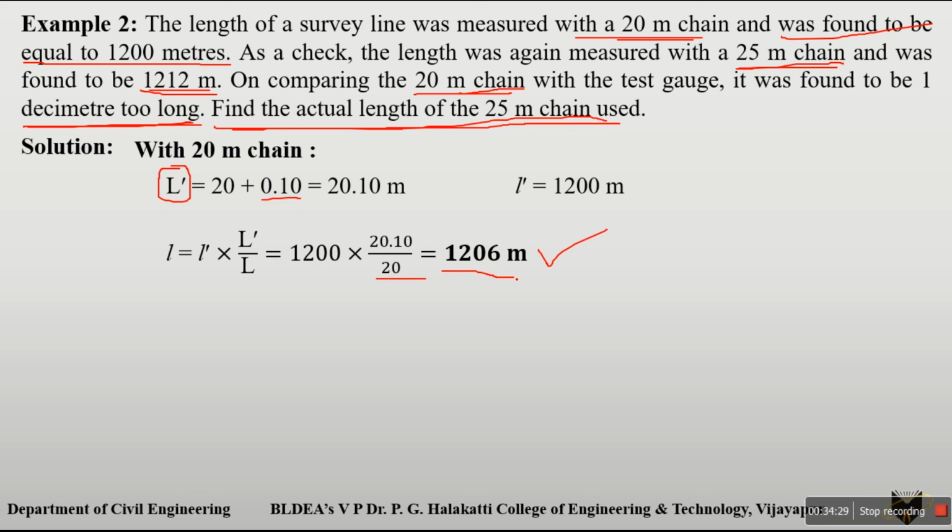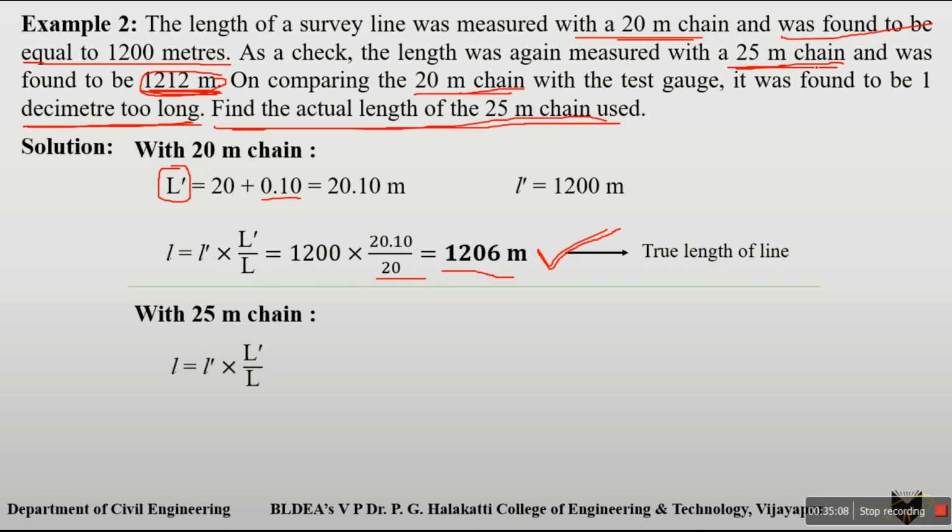1206 meters. If you know the actual length of the line, then the length measured here, 1212 meters using the 25-meter chain, is also an incorrect length of the line. Also, you know that the 25-meter chain will have some error as well. So the second part of the same problem, with the 25-meter chain used, uses the same formula.